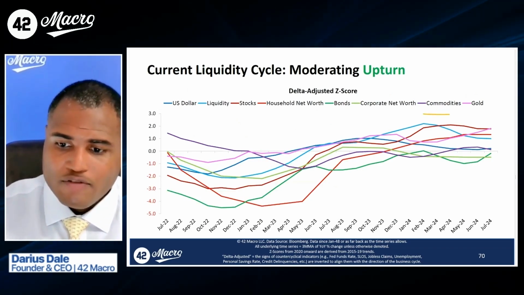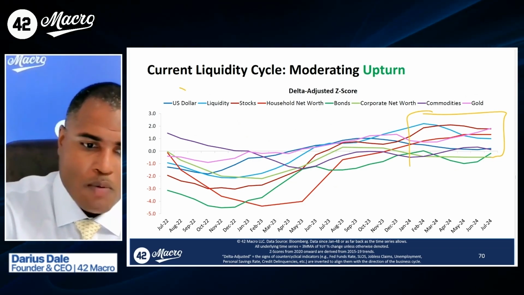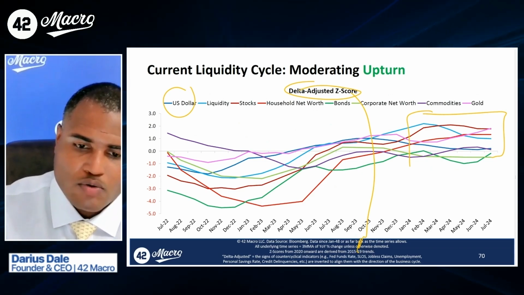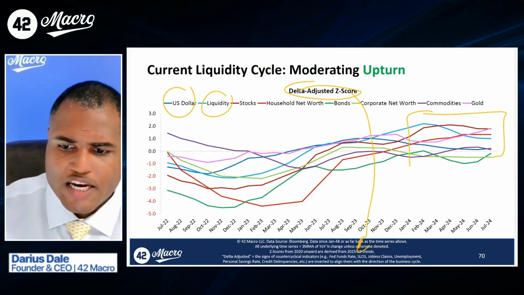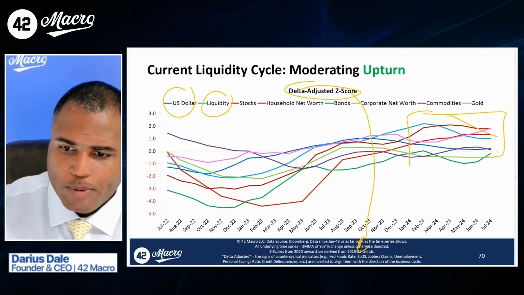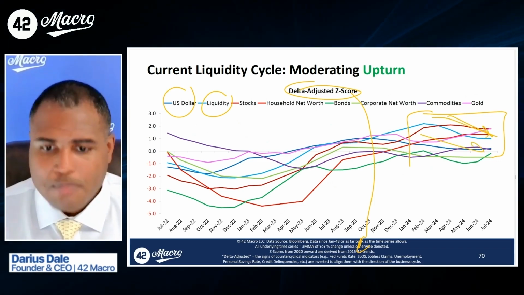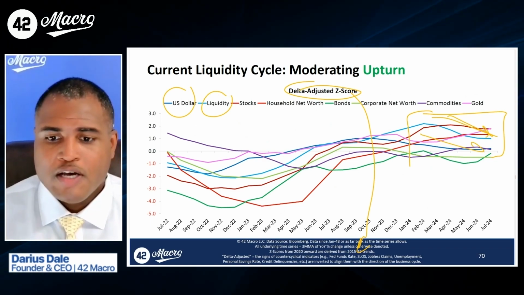So we are above trend in terms of the key indicators to watch, particularly in terms of their delta adjusted Z-score, again, relative to the 2015 to 2019 trends. We're above trend in those things, and in terms of leading indicators, but they're actually starting to get a little bit worse. So they're moderating. So we've been in an upturn, but it's getting worse. It's moderating. We're starting to slow from a high level. That's what a moderating upturn is.